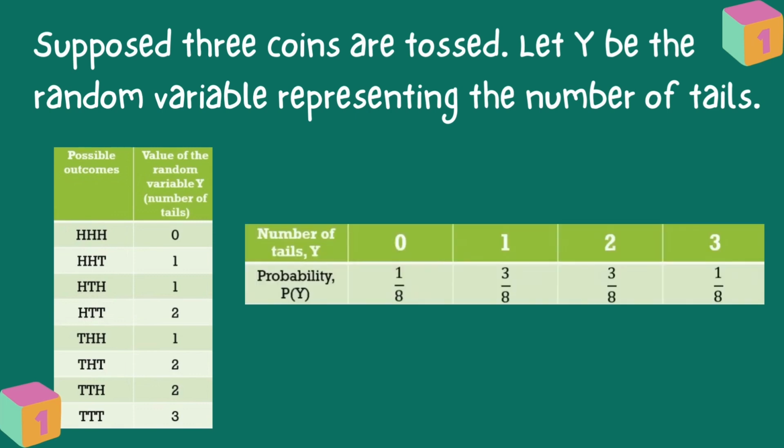So using what we've learned earlier, the probability of getting 0 tails is 1 over 8. The probability of getting 1 tail is 3 over 8 because as shown in the table, we have HHT, HTH, and THH. Same goes with 2 tails, which are HTT, THT, and TTH, which is why it is 3 over 8. And lastly, the probability of getting 3 tails is 1 over 8 because of the possible outcome TTT.